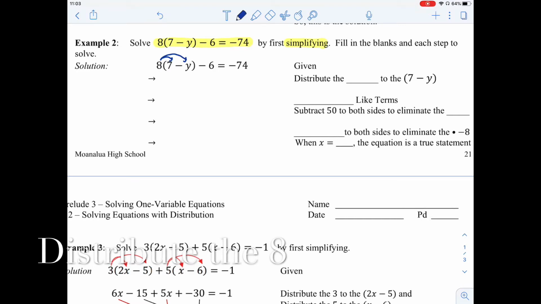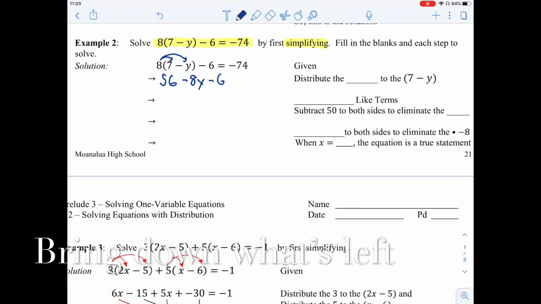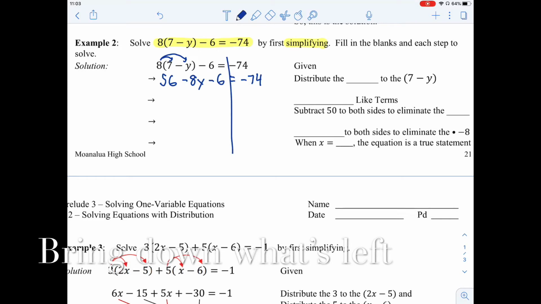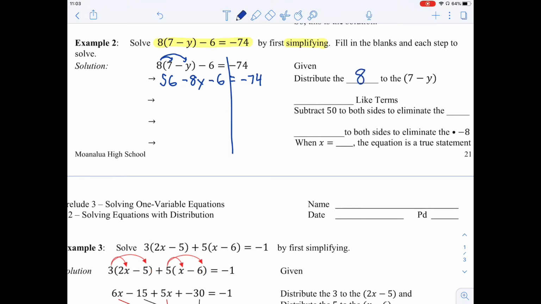So 8 times 7 is 56. And then 8 times negative y is going to be negative 8y. The minus 6 just comes down. And then the minus 74 just comes down. And that's the equals in the middle. So our first step is, given this equation, we're going to distribute the 8 to the 7 minus y. And we just did that.